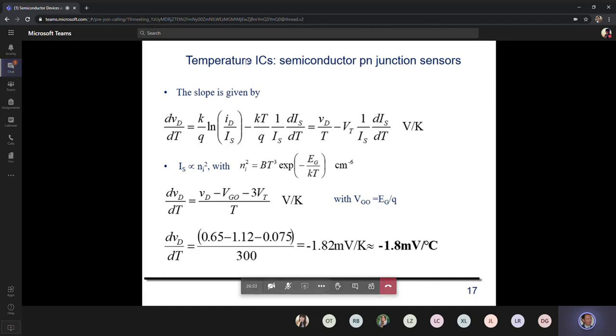with respect to temperature. Obviously, ID is a constant. So the derivative of the log of ID over IS will be equal to 1 over IS times the derivative of IS with respect to temperature.